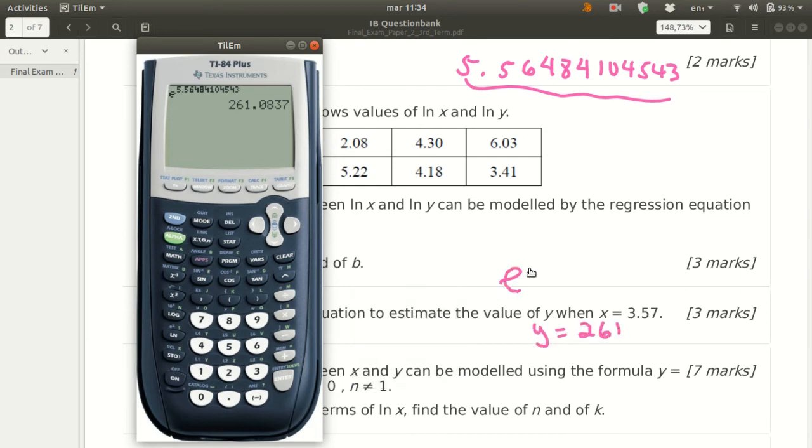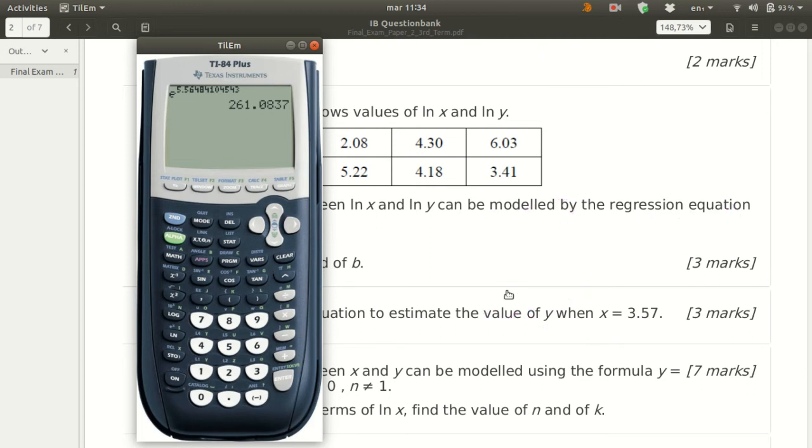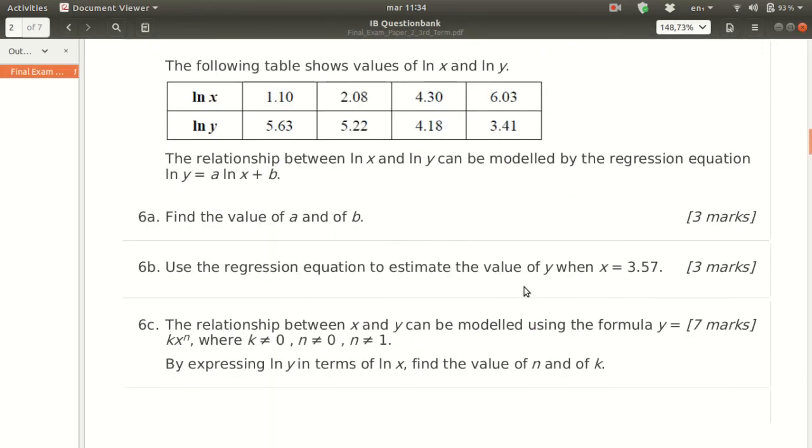A lot of you didn't do this step. Okay, so you plugged in natural logarithm of 3.57. A lot of you did that, and then plus b, but then you didn't realize that this is the natural logarithm of y. So to get y, you need to do e to the natural logarithm of y. Okay, so that was a little tricky part of that exercise.